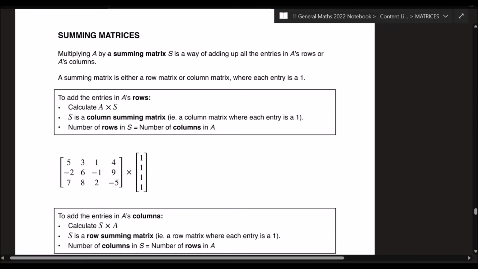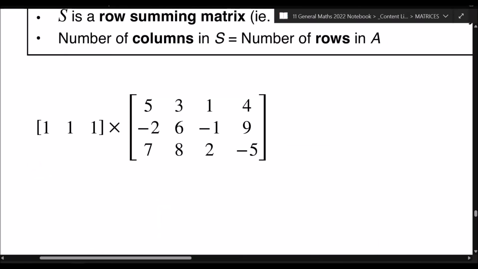So it basically gives you the total of all the rows. Okay. What about this matrix here, the column matrix? What will this add up? The columns. Good, because if you multiply all of these with 1, it's going to be 5 plus -2 plus 7. It's going to add up all of the columns. That's what a summing matrix basically does.